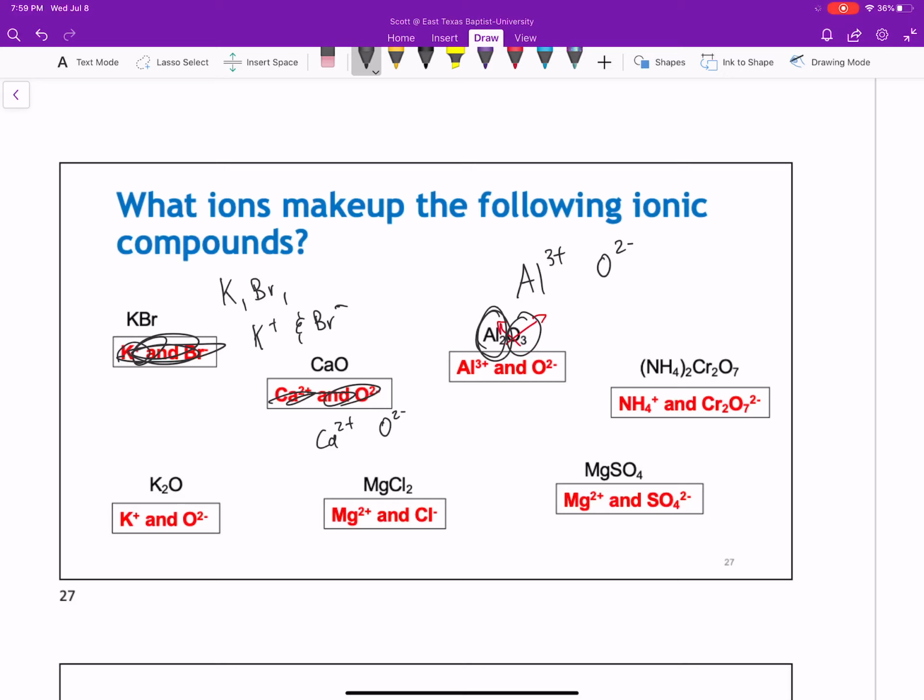Real quick, this ammonium dichromate right here, just undo it. So that 2 needs to go there. So you're going to have a Cr2O7 and then a 2-. And then the NH4 needs to be a unit together, and that's going to be a plus, because if it was more than a plus, then that dichromate would have had a parentheses around it, but as it stands, it doesn't. So it's assumed to be a 1.